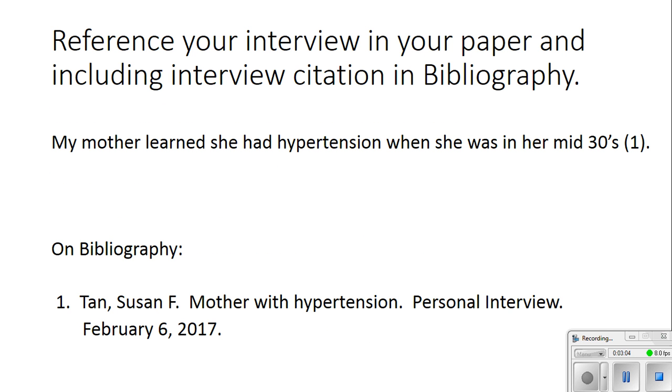Okay, you need to reference your interview in your paper, and include your interview citation in your bibliography. So for example, if you learned your mother had hypertension when she was in her mid-30s from the interview, you put an in-text citation in your paper, and then on your bibliography, you include the interview. The citation information from the contest people has the way to cite the interview. It looks like this. If you did an in-person interview, you write that personal interview. If you did a phone interview, you put phone interview. If you did email correspondence, you could put that instead. And the rest of it's pretty self-explanatory.